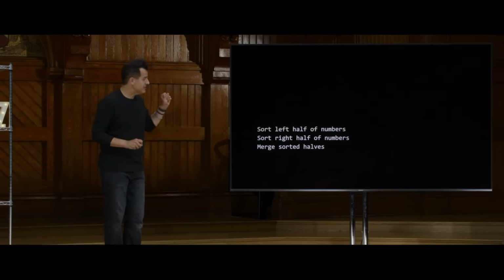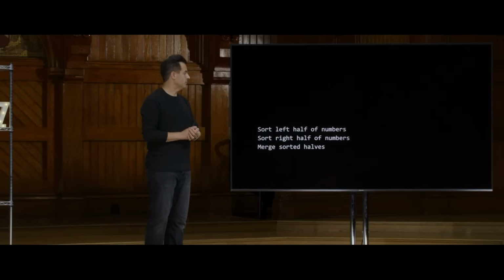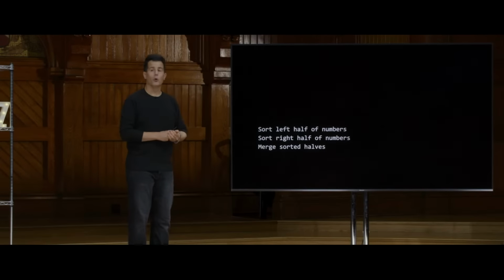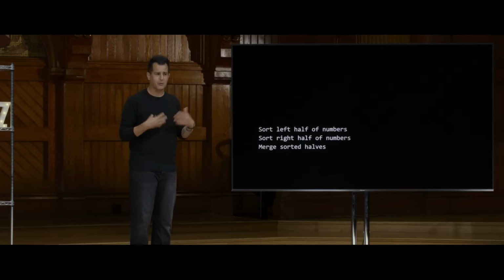Here, in its essence, is the pseudocode for merge sort. Sort the left half of the numbers, sort the right half of the numbers, then merge the sorted halves. And this is kind of a weird implementation of an algorithm, because I'm not really telling you anything, it seems. Like you're asking me, how do I sort numbers? And I say, well, sort the left half, sort the right half.